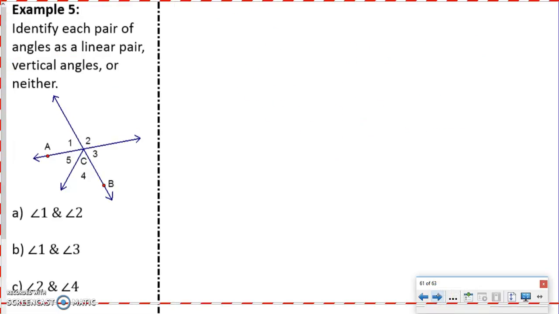All right, and then our last example, example 5, it's vocabulary really. Identify each pair of angles as linear pair, vertical angles, or neither. So angle 1 and angle 2. So that's here and here. So really, I'm going to outline what I'm looking at here. I'm just looking at these two angles and ignoring the rest. So angle 1 and angle 2 is a linear pair.